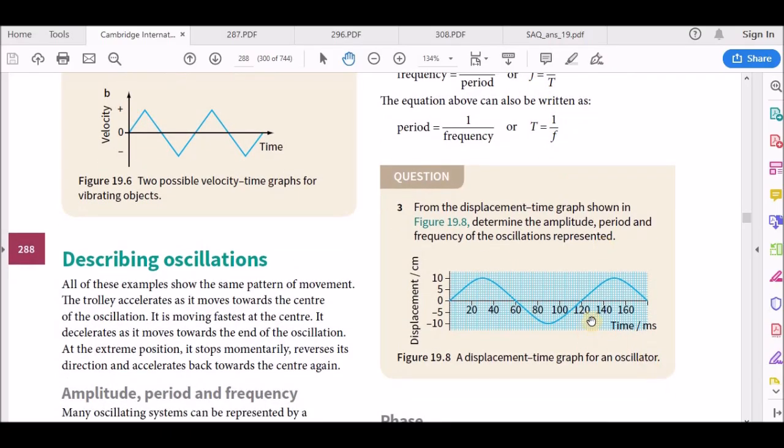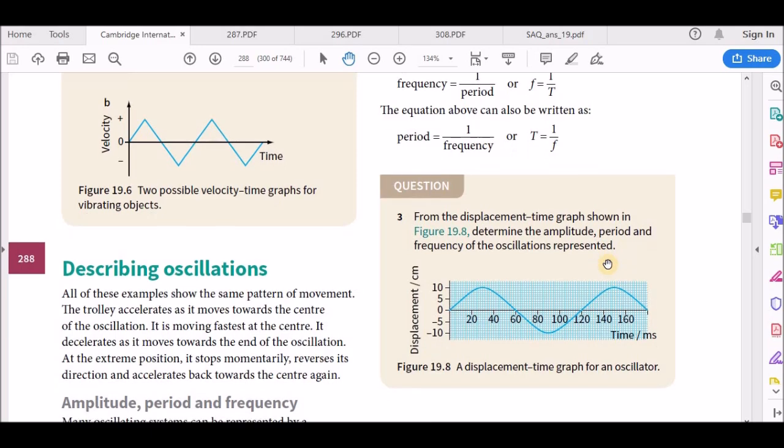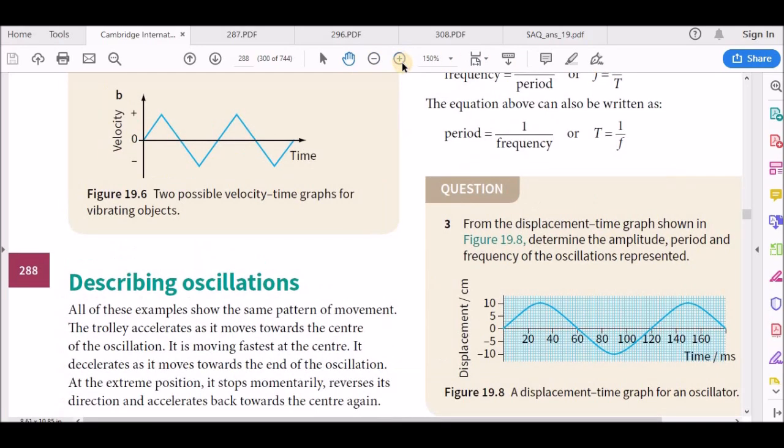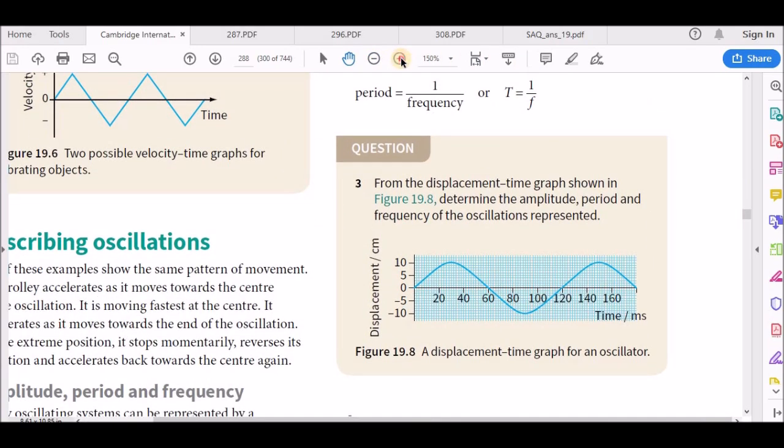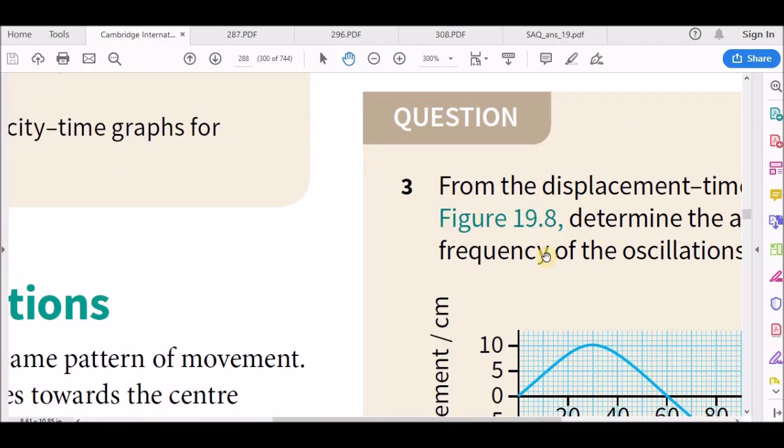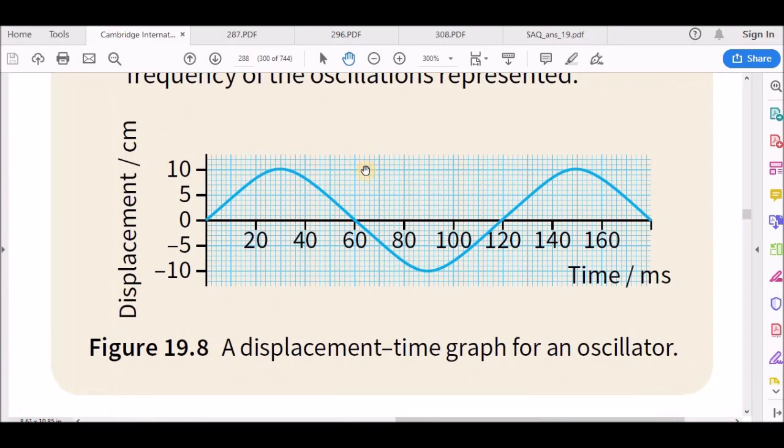1 over 120 milliseconds will give you the frequency. Okay, let's do it quickly. Now I will zoom in because it's difficult to see this. So the maximum displacement is the amplitude, that is the height of the crest or the depth of the trough. So from here to here, from the equilibrium position, the height of the crest or the depth of the trough. So its amplitude is 10 centimeters. Okay, let's look at the answer.